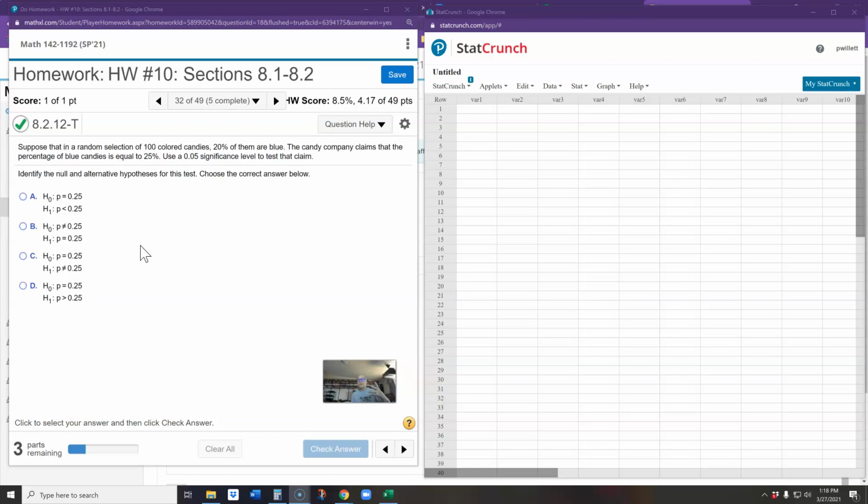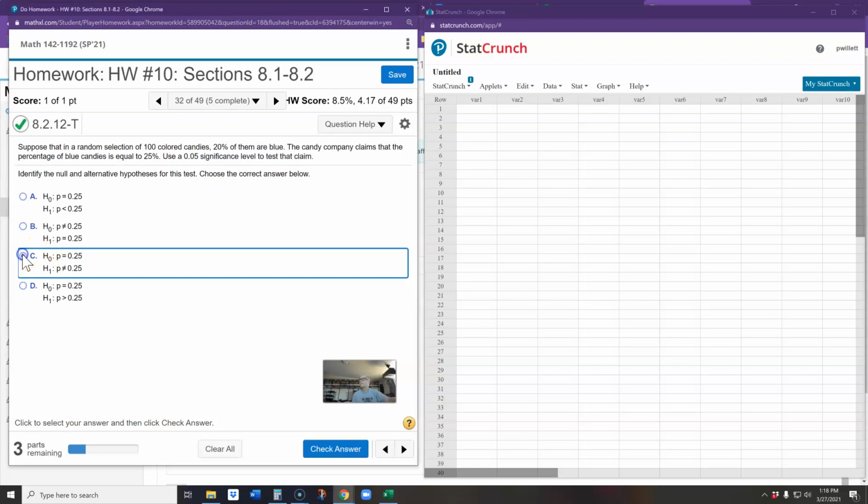If your claim was greater than or less than a number, then equality would be your null and your claim would be the alternate, greater than or less than. But if your claim is equal to a number, then your claim is the null and the alternate is always just that it's not equal. So for us, P equals 0.25 and the alternate being P not equal to 0.25 is C.